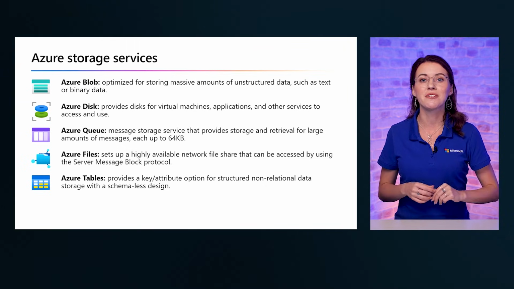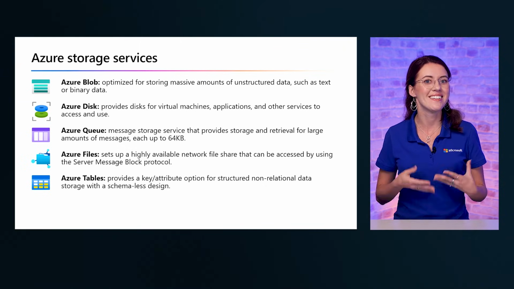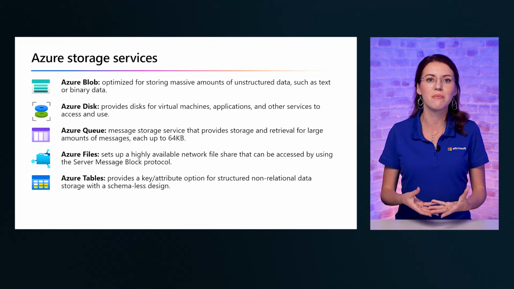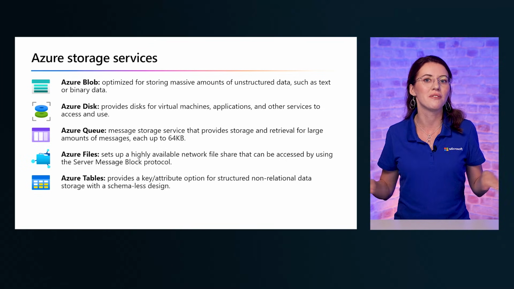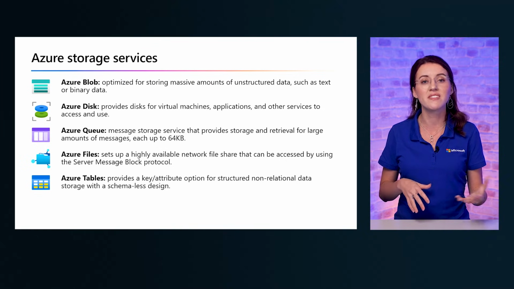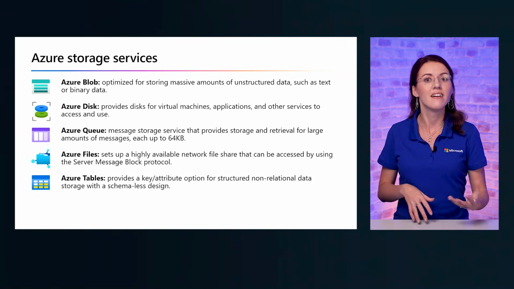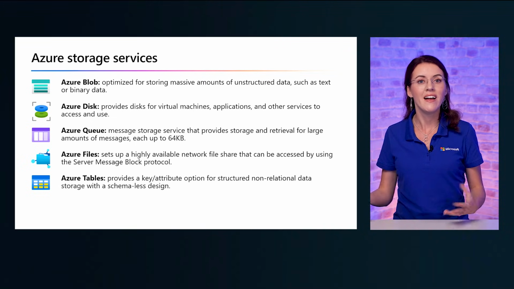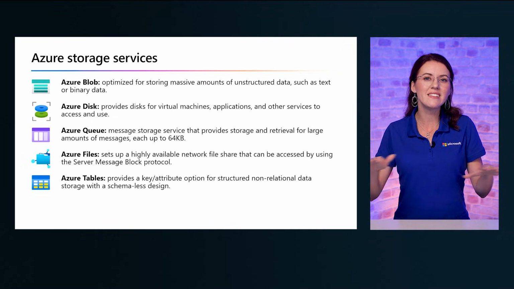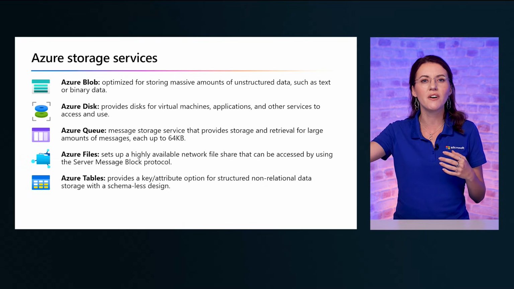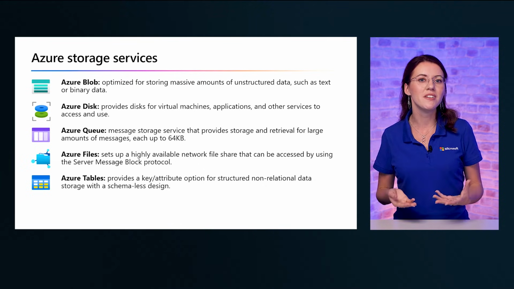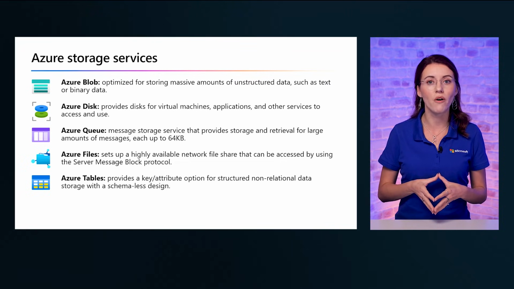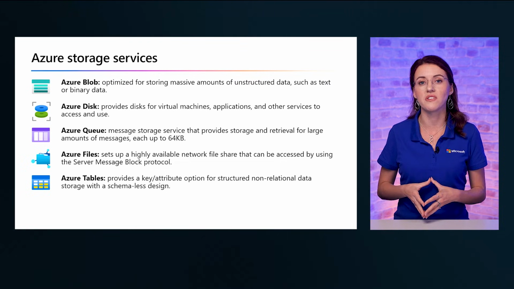The third type of storage is Azure Queue Storage. It's a service for storing a large number of messages. You can access messages from anywhere in the world via authenticated calls using HTTP or HTTPS. A queue may contain millions of messages up to the total capacity limit of a storage account. Queues are commonly used to create a backlog of work to process asynchronously.